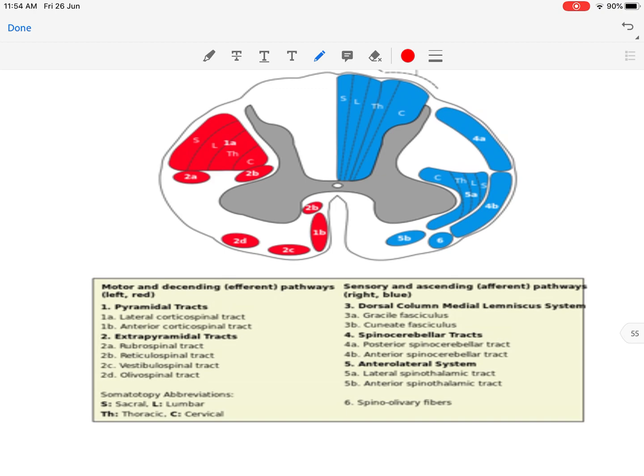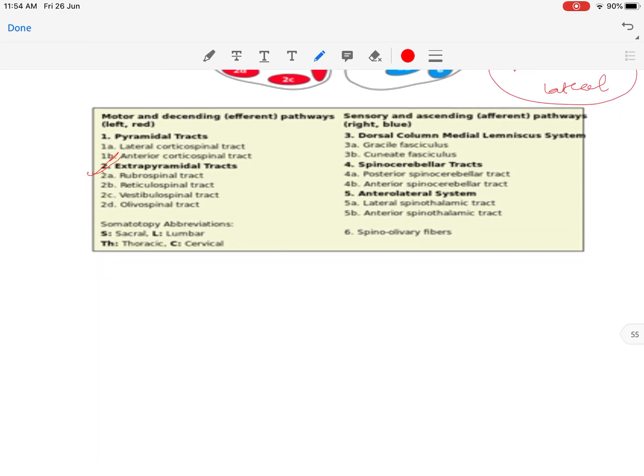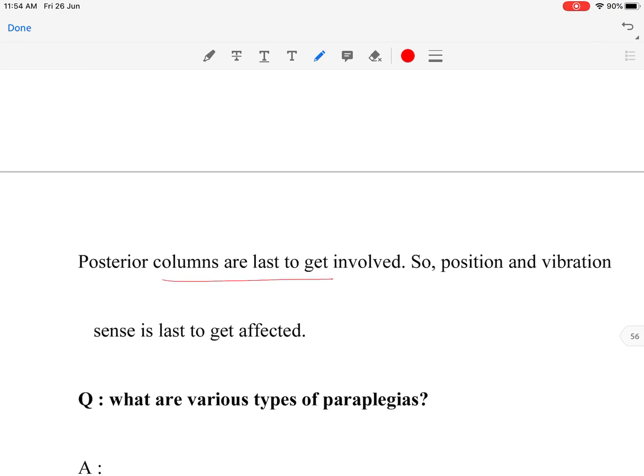So this is again the transverse section of the spinal cord. We have discussed that the dorsal column, vibration and proprioception are involved last. Pain, temperature, motor and crude touch are ventral and lateral, so they are involved first. Extrapyramidal fibers lie deep, so they are involved later in the stage, and bowel and bladder are also involved later in the stage. The posterior columns, as we have discussed, are last to be involved, so position and vibration sense are last to be affected. So this is one classification of the paraplegia.